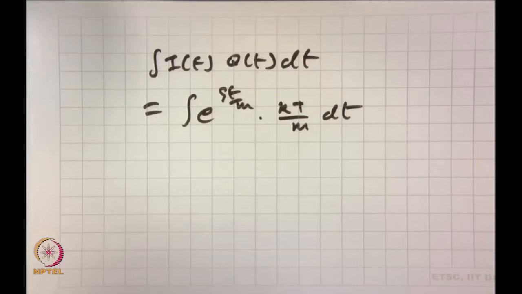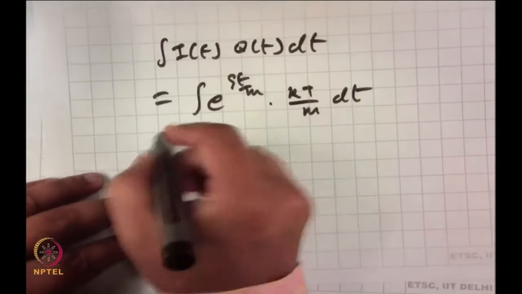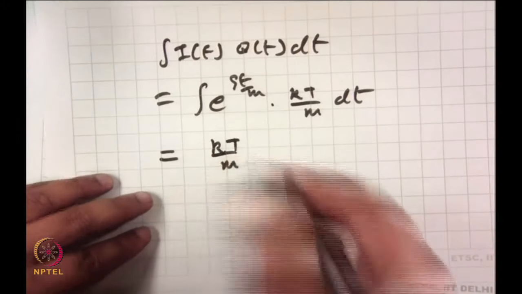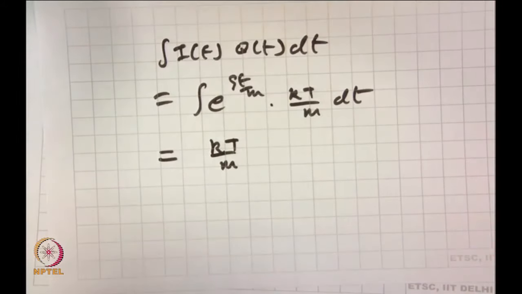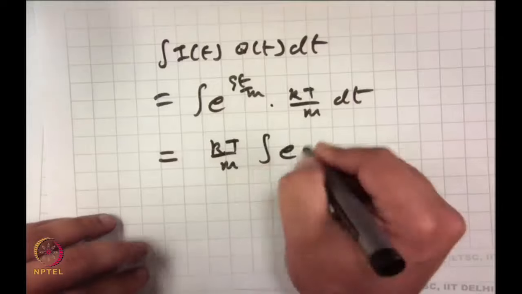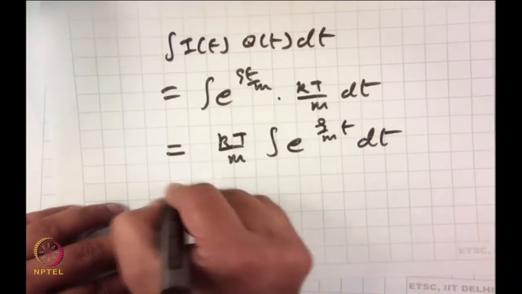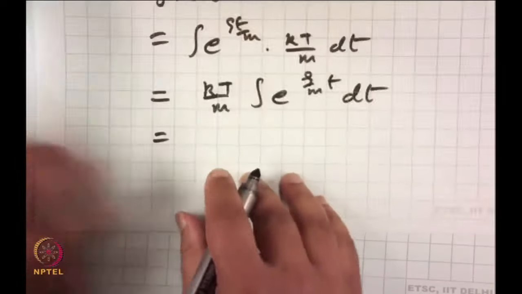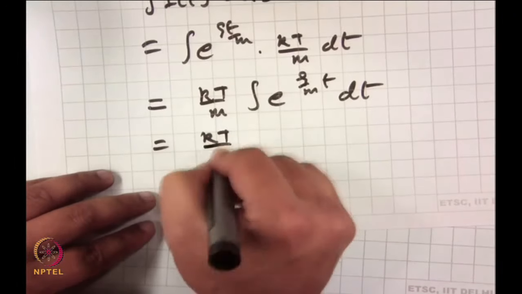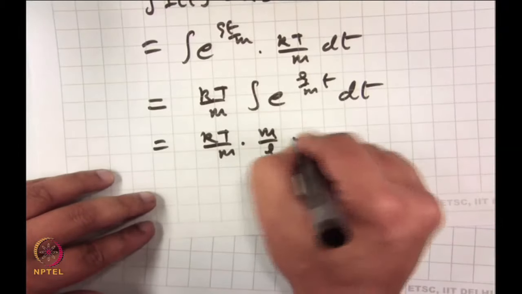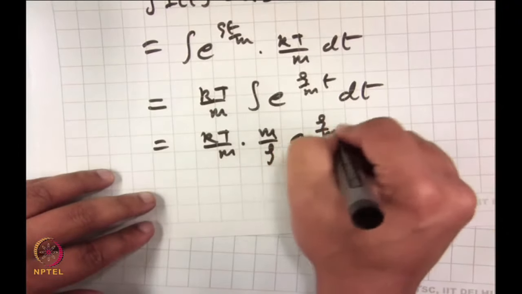Okay. And this, if I do the integration, I have k t by m, right, e to the power xi by m t d of t. So, what do you get here now? So, k t by m times m by xi e to the power xi by m t.